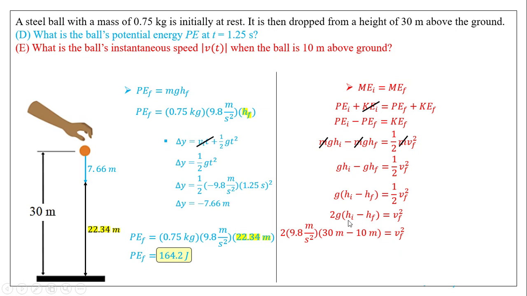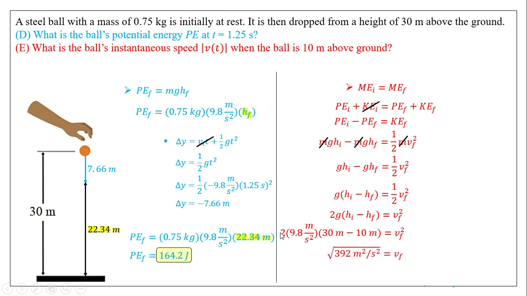And then we know everything already. 2, I got carried down. g is 9.8. hi being 30. hf here being 10. Now, I can actually use this 10 in the problem because it says 10 meters above ground, and that is how h is measured. h in potential energy is measured from the ground up. So in this case, it says 10 meters above ground, which implies that it's 10. So you don't have to do any thinking for this one.